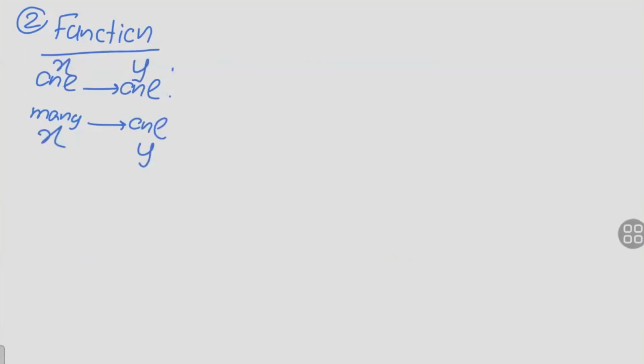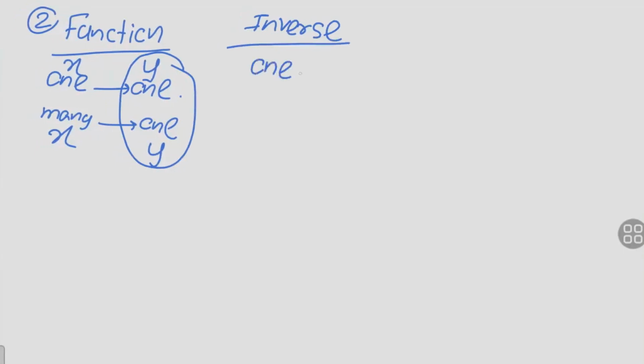There are two ways we can define the function: 1 to 1, because you need to write this in the answer, and many to 1. Many to 1 means 1 x to 1 y, or many x to 1 y. Y is always 1, right? So for the inverse function, this definition you definitely have to use, because the question asks why this function has an inverse function, right?